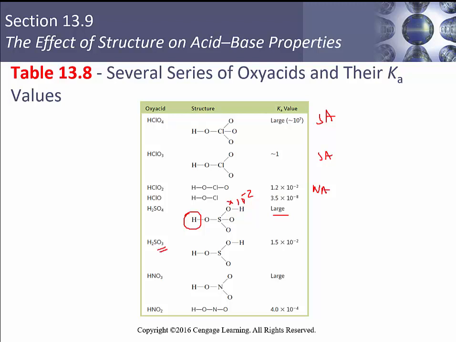Our H2SO3, which only has 3 oxygens, is going to act like a weak acid. Our nitric acid, HNO3, is going to have a large Ka, so it's going to be a strong acid. And our HNO2 with only 2 oxygens is going to be a weak acid.